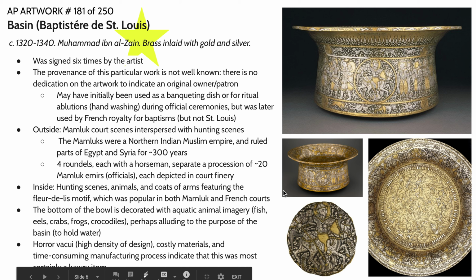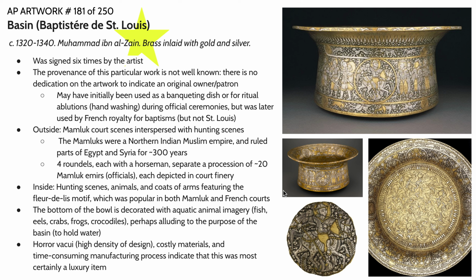a symbol that is oftentimes associated with royalty, interestingly, in both the Mamluk court as well as the French court, which is probably one of the reasons that some people speculate that this object may have been actually made for the French royal family intentionally, instead of made for the Mamluk court. So there's, again, lots of theories surrounding why this particular object was made and who it was for.